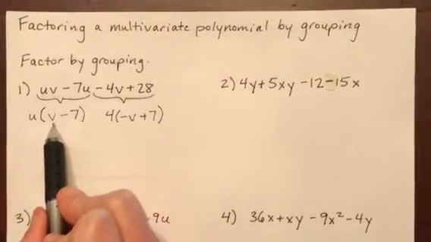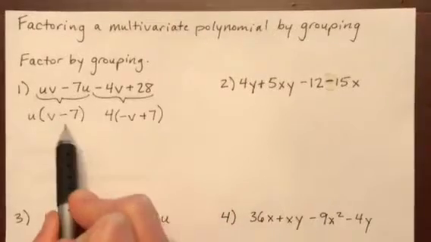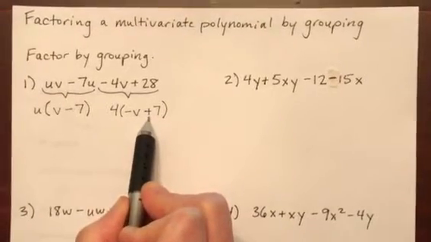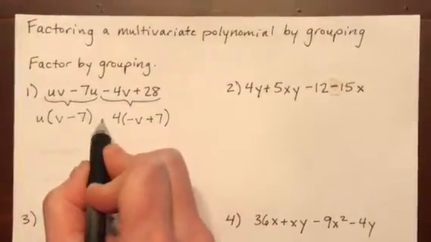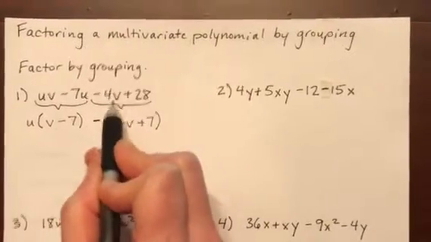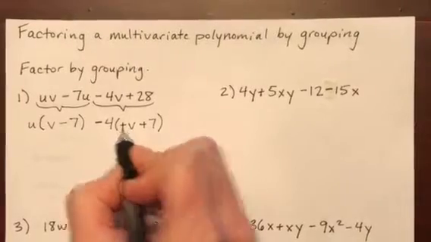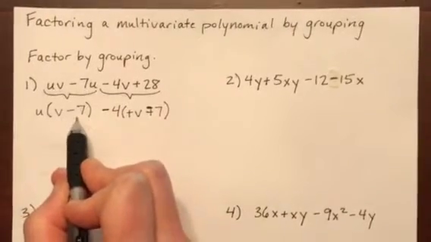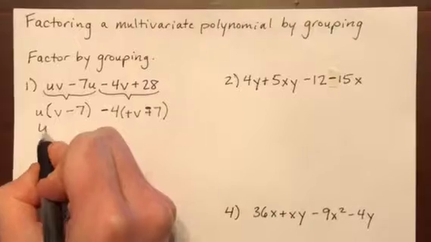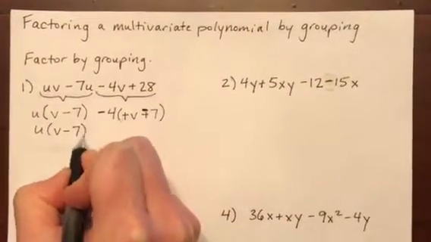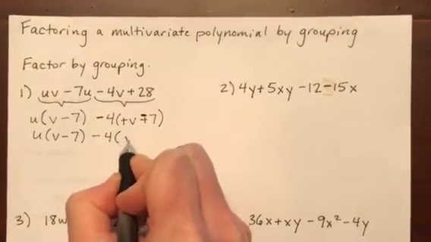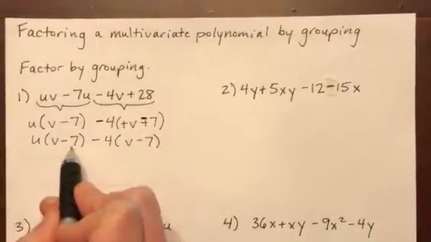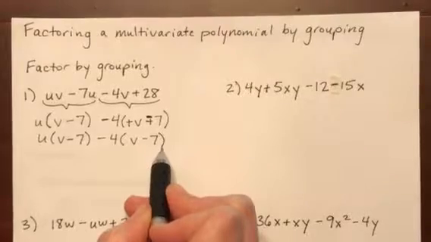My goal is to have what's in the parentheses look exactly the same. You notice that the v and the 7 are there in both cases, and yet the signs are wrong on this second set. So really I would like to take out a negative 4 from these second 2 terms, and that will make this a positive v and a negative 7 on the inside, so that these 2 sets of parentheses will be the same. So let's rewrite that as u times the quantity v minus 7, and then minus 4 times the quantity v minus 7.